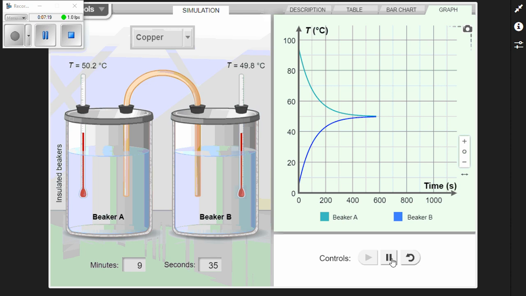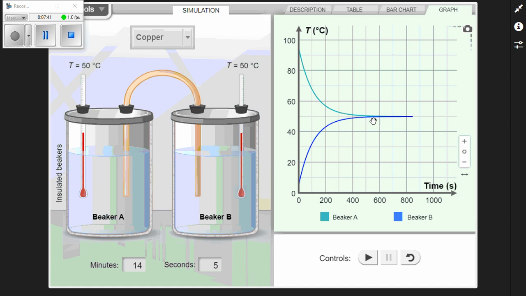Oh, very interesting here. Beaker B lost temperature, A lost temperature. Beaker B gained temperature. All right, and they both settled at 50 degrees again. But look, they kind of came together. I don't know, what is that?